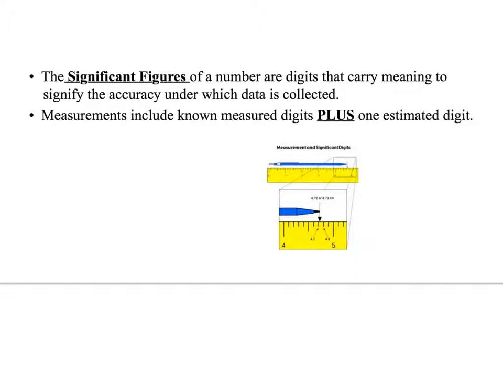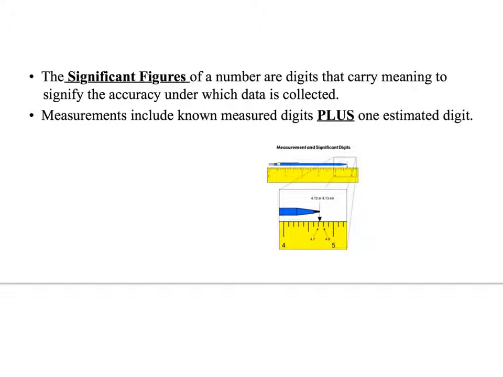Now in science, we must have a standardized system of measurement. So we've decided that whenever a measurement is taken, we report all known values. Values are known because they are seen on our instrument, plus one estimated digit.